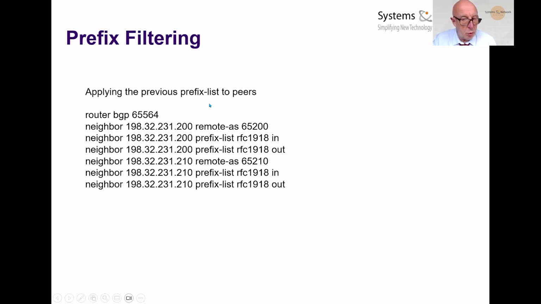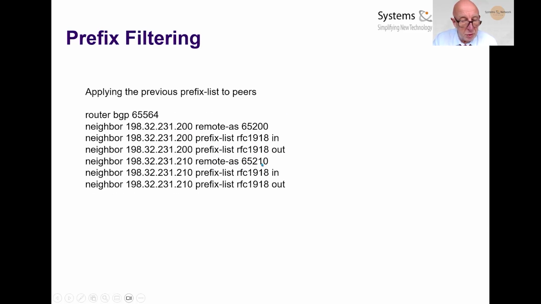And what we've got in here, this is how you apply it. Under the BGP process, you've got a neighbor 192.32.231.200, remote AS 65200. Well, we can see here our BGP process is 65564. 65200 is not 65564. 65564 is not 65200. Consequently, this is external BGP. Then, having declared our neighbor, we say, I want to apply to this neighbor prefix list RFC 1918, data coming in, and prefix list data coming out. Fine. Another one, remote AS 652.110, still not that one.